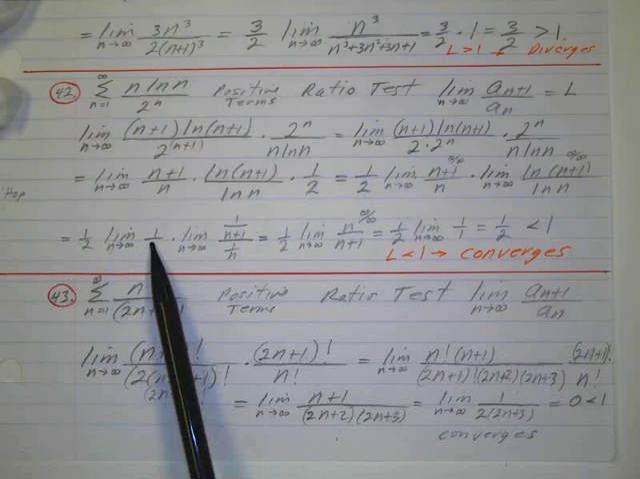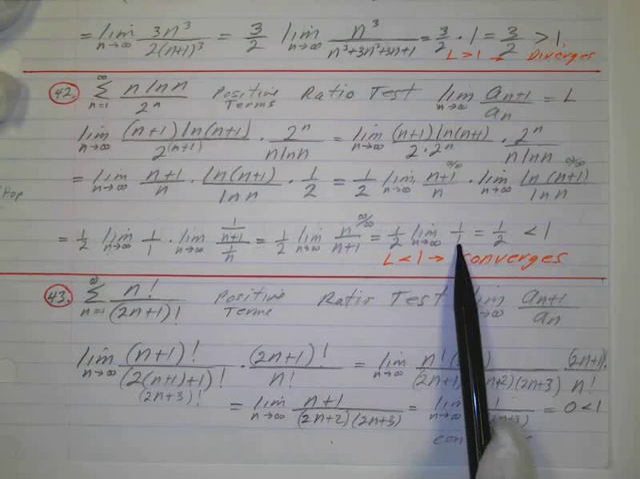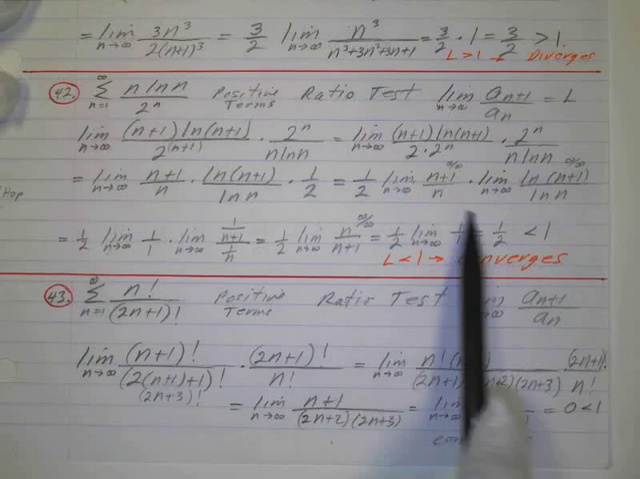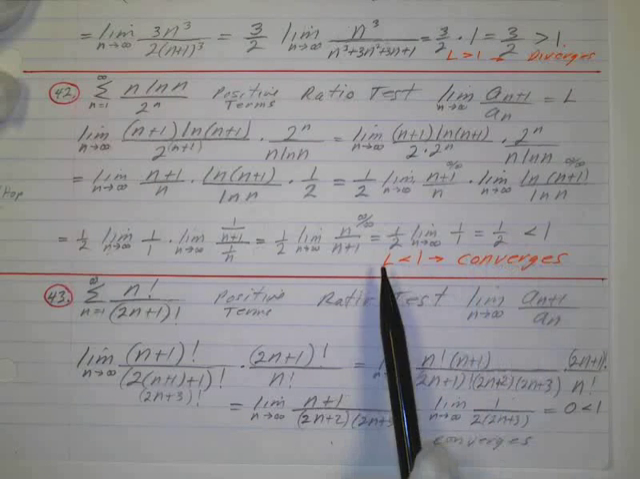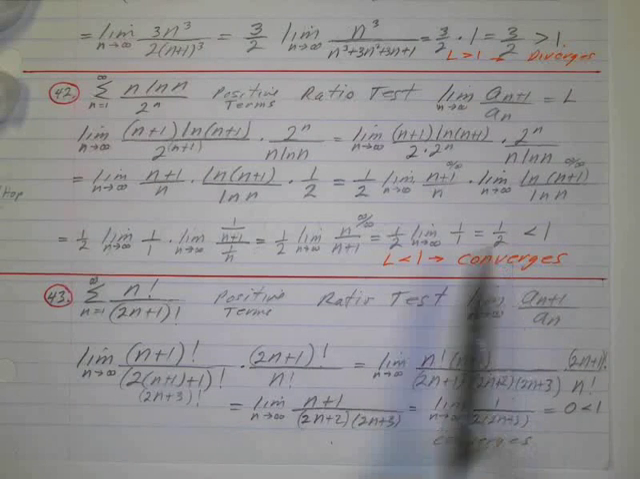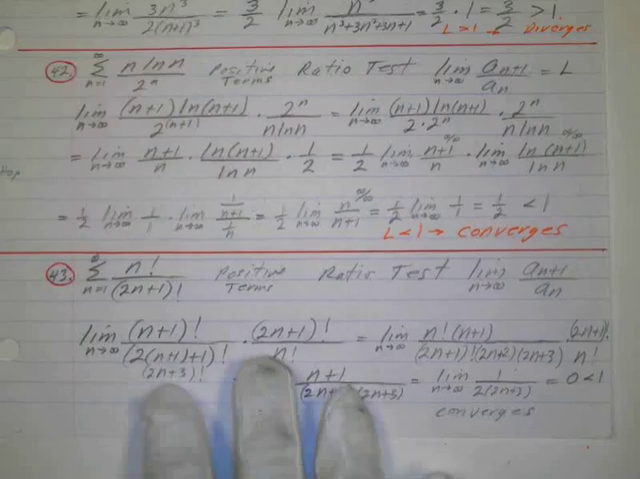Now this limit here was just 1, so that's kind of absorbed in the 1 half. If I take the derivative of this, I get 1 over 1 again, so I get 1 half times 1. The limit of this is just 1, which is 1 half. 1 half is less than 1, so that 1 half is the L, so L is less than 1 implies the series converges. All right, and then number 43.